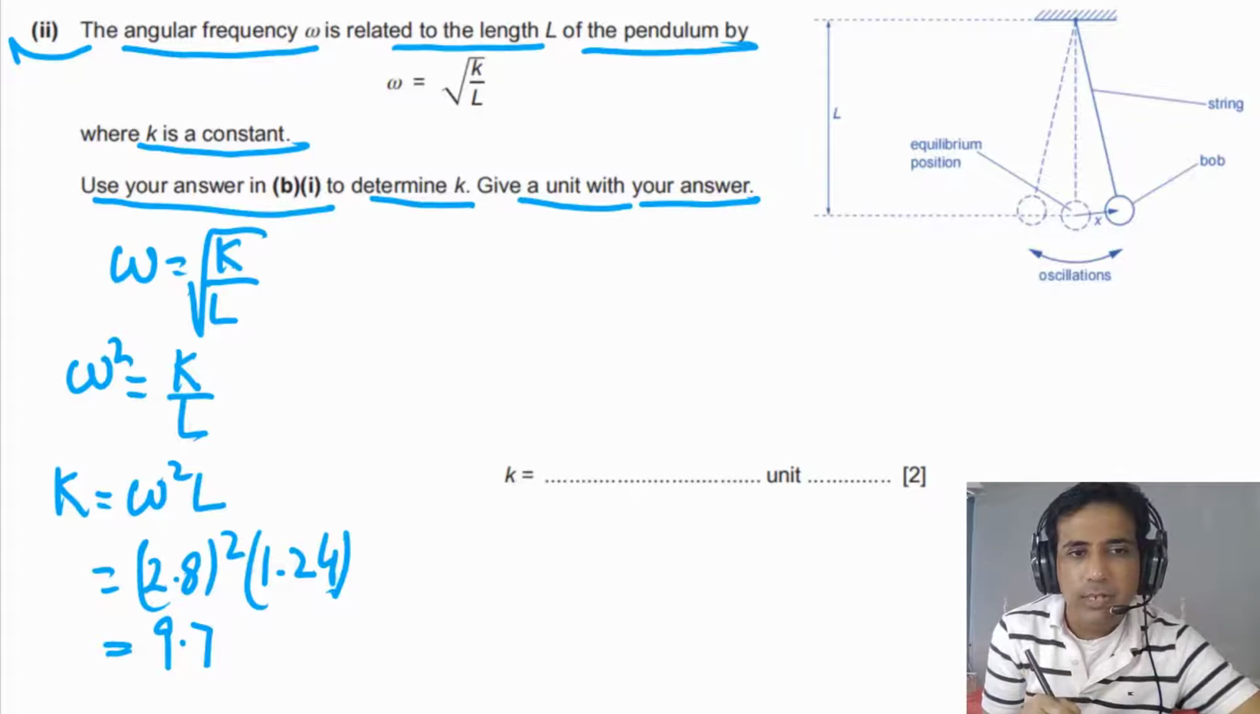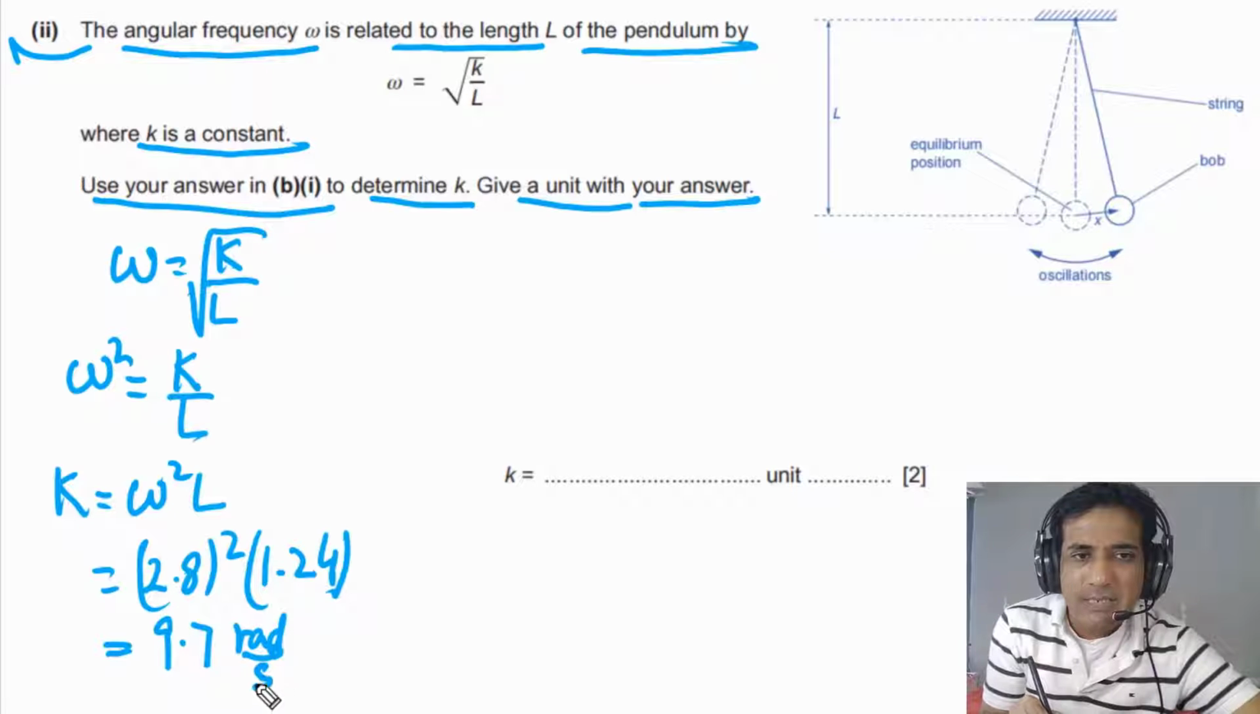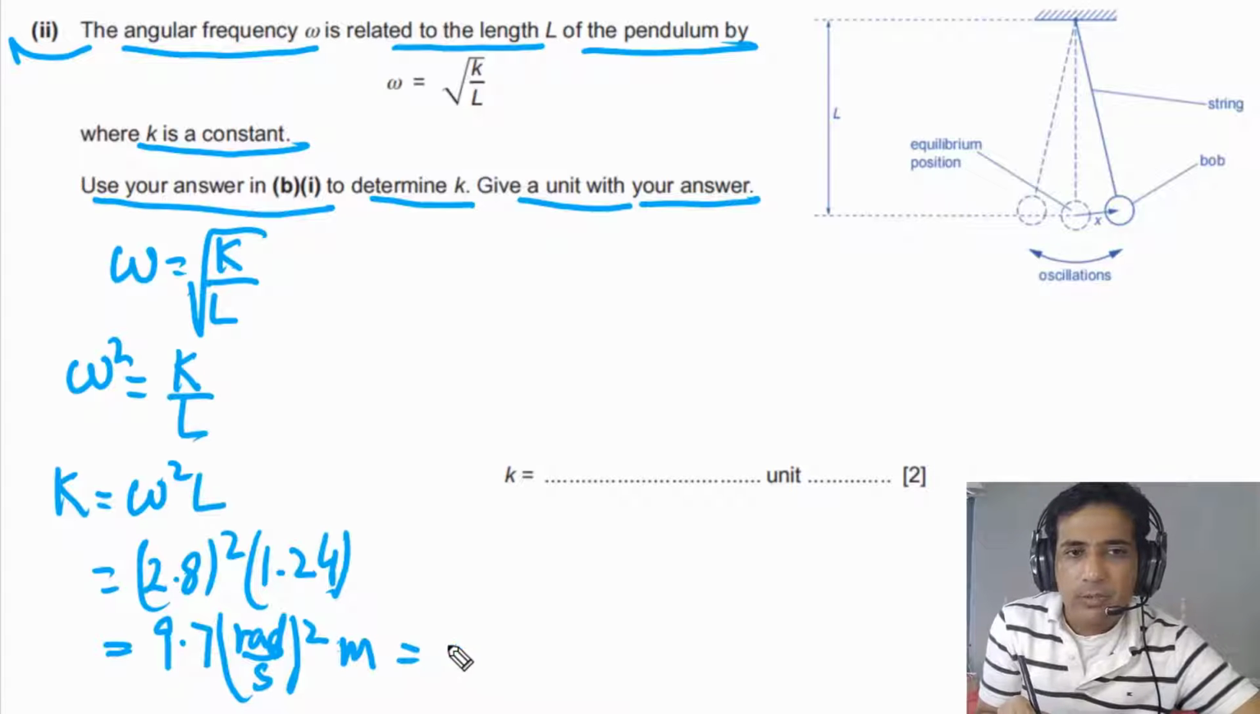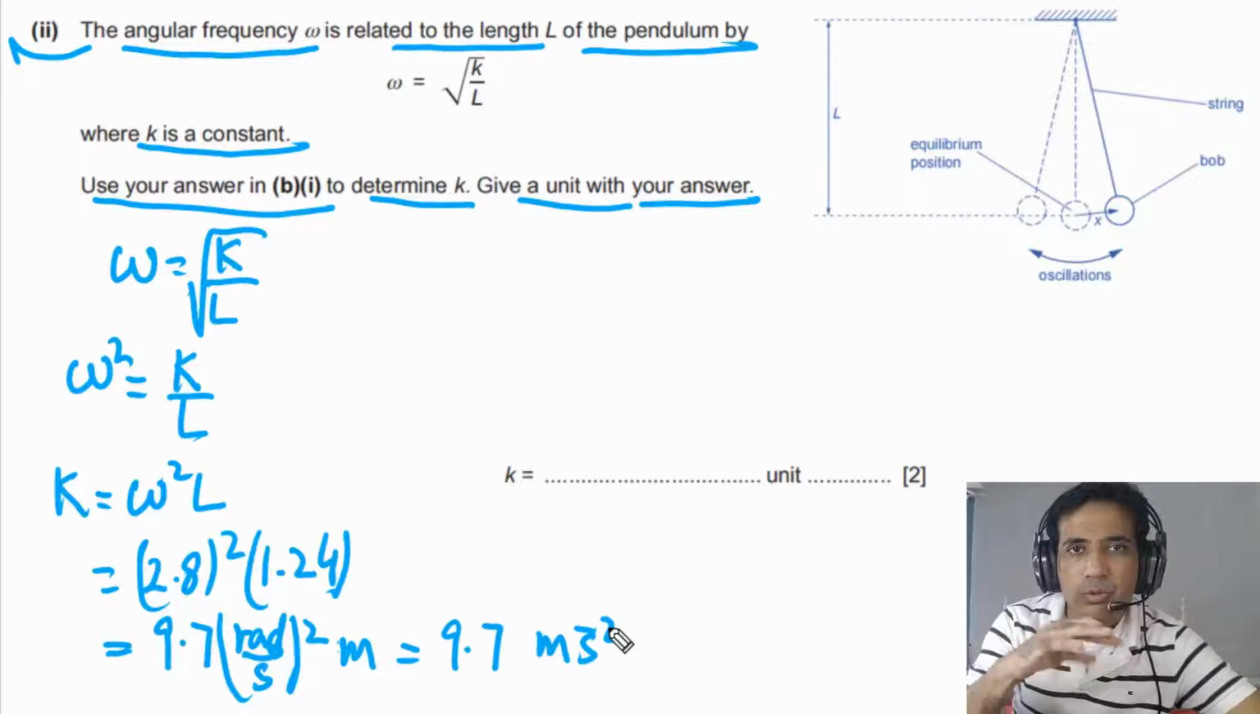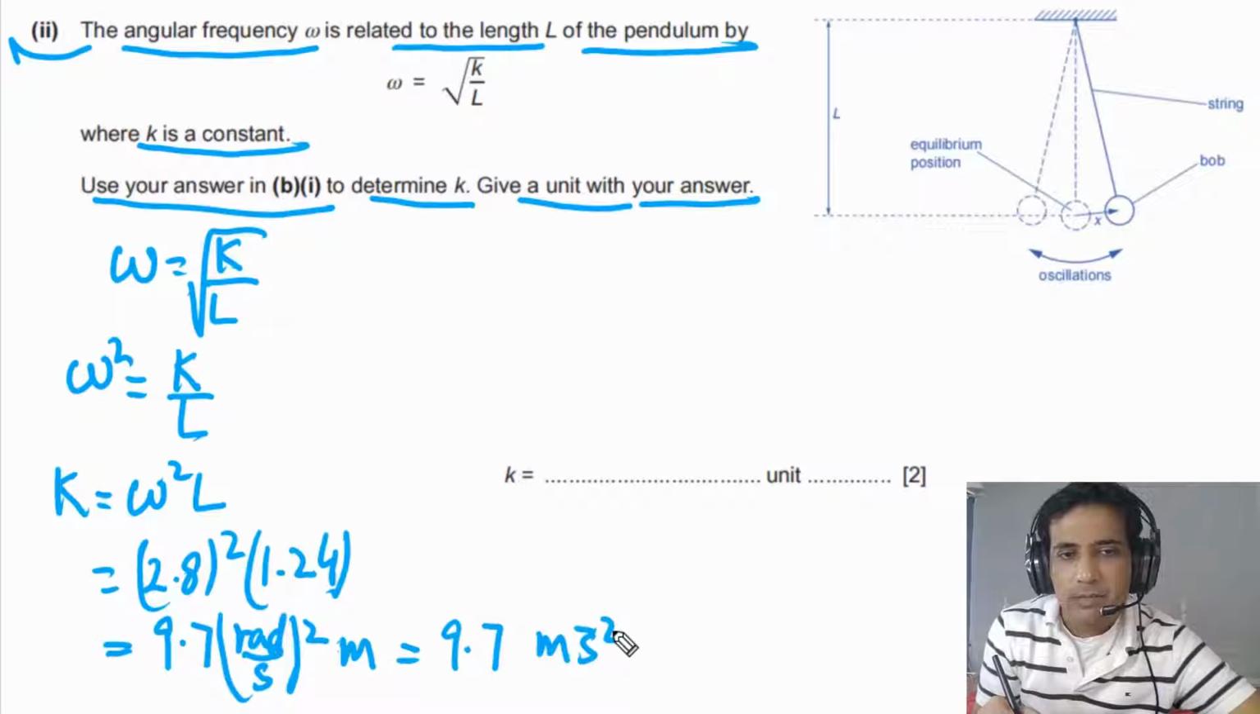Now we need to understand how we can write down the unit. The unit of omega is radian per second. So this is radian per second square. And the unit of L is meter. So we can write down our final answer in SI units. That will be equal to meters per second per second. So using SI based units, our answer is 9.7 meters per second per second. Radian is not SI based unit.